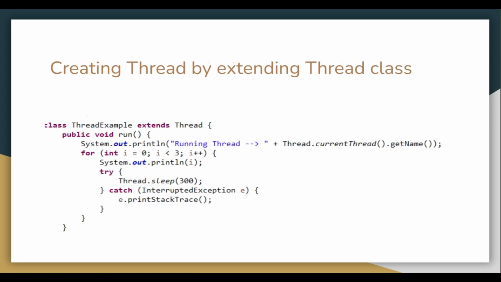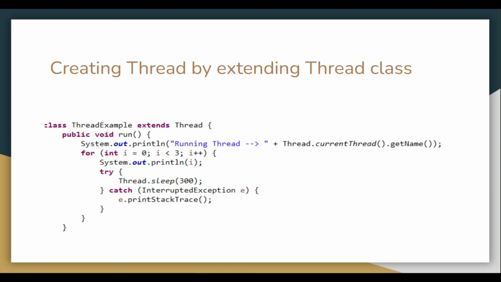Another way is by extending the Thread class, and you again have to override the run method and perform the task that is needed. Also, as you can see over here, there's a Thread.sleep method with 300 as a parameter. The thread does not lose any monitors but pauses execution for the specified number of milliseconds in the case of Thread.sleep.